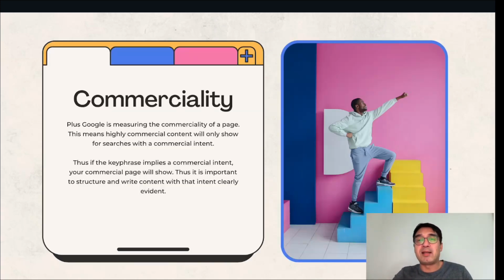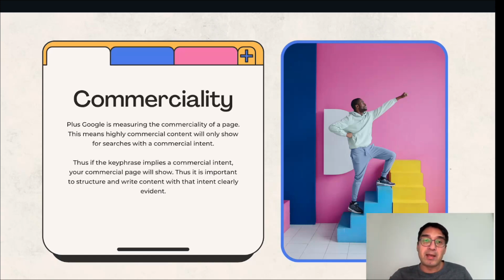Then you have commerciality. And this is something I don't think SEOs talk about enough. But a lot of SEOs also make this mistake, and a lot of regular people make this mistake. So Google is measuring the commerciality of a page, which means that if the page is highly commercial, that page will only show when there is a search with a commercial intent, and it will not show for other searches that are not commercial, or the intent of those searches are not commercial. Thus, if the key phrase implies a commercial intent, your page will show.